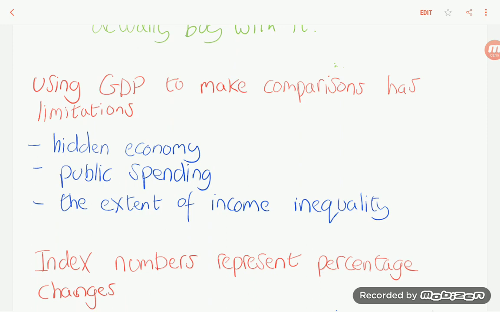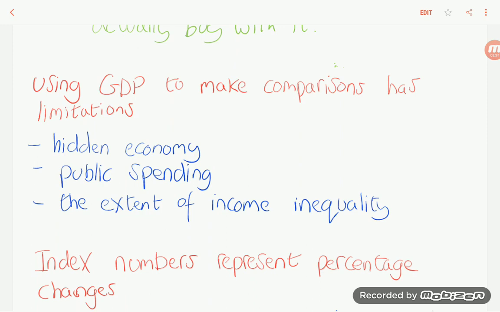Public spending. Some governments provide more benefits, such as unemployment benefits or free healthcare, than others. For example, two countries might have similar GDP per capita figures, but one country might spend much more per person on providing benefits that improve the standard of living.